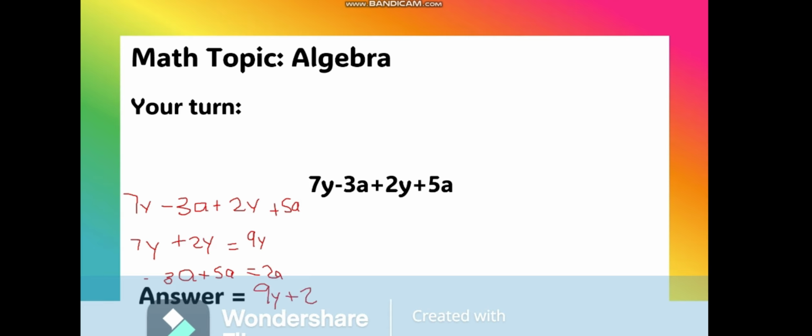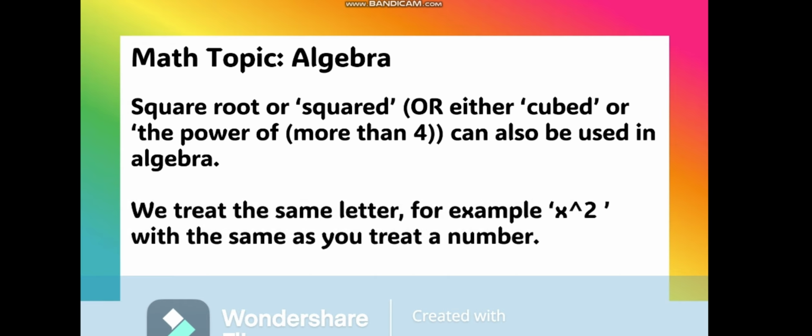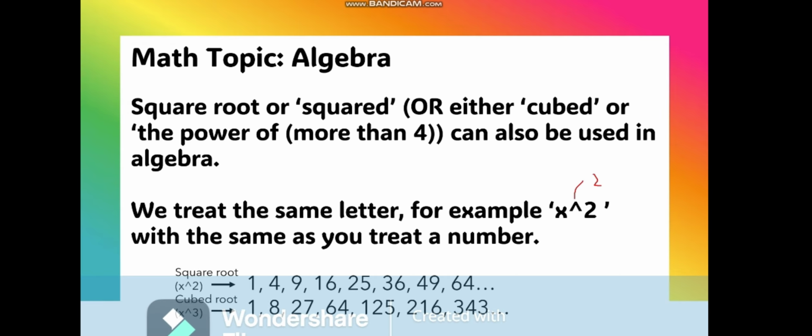Square roots or squared or even cubed or the power of more than 4 can also be used in algebra. We treat the same letter, for example x, with this funny looking symbol here, which is also known as squared, the same as you treat a number. So here's a root. It goes down, that is why I said root. So let's say, for example, we got the root of 16. That would be 4.